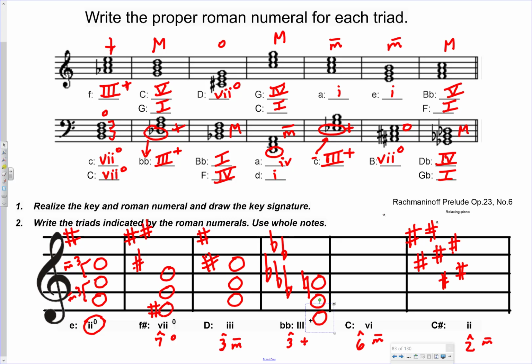In the next example, C major, what's the 6th scale degree? I believe it's an A. We can build our minor triad up from that. A to C and C to E. That's a minor triad. In the last example, C sharp major, the 2nd scale degree of C sharp is D sharp. No need to put a sharp sign next to that because it's in our key signature. So we have D sharp to F sharp to A sharp, making it a minor triad. That's the 2 chord in C sharp major.